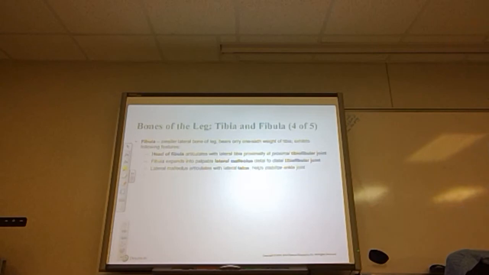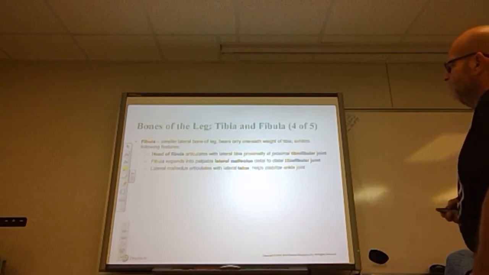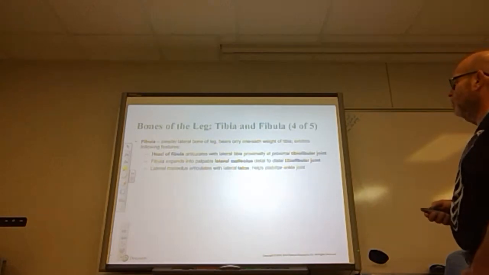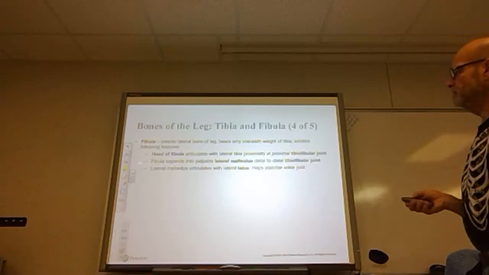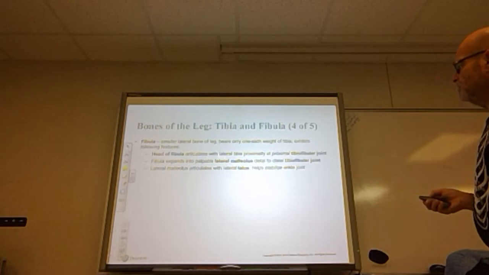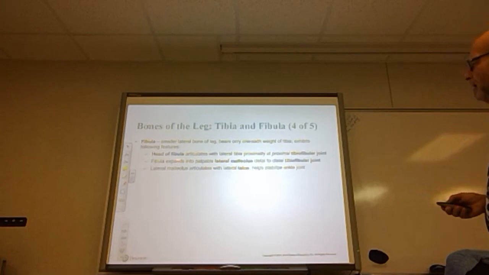The fibula is the smaller bone. It is the more lateral of the two bones. It bears only about 1/6 of the body weight. It does exhibit some features. It has a head, which articulates with the lateral tibia at the proximal tibiofibular joint.